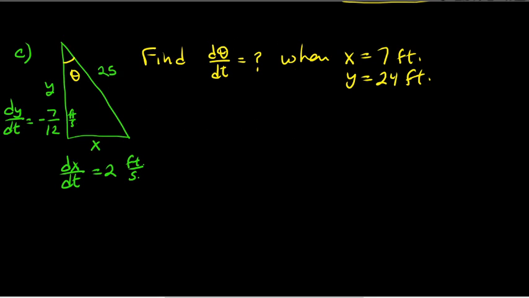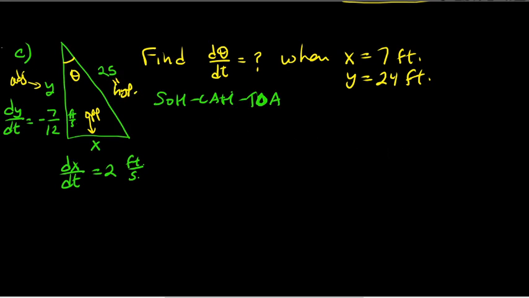So what we need is the relationship between the angle and either x or y, or both. So that's just the ratios of the sides of a triangle. So hopefully you remember SOHCAHTOA. Sine is opposite over hypotenuse, cosine is adjacent over hypotenuse, and tangent is opposite over adjacent. So if this is the angle, then this is the opposite side, this is the adjacent side, and of course the 25 is the hypotenuse. That's the longest side.